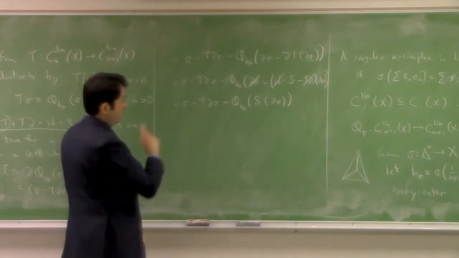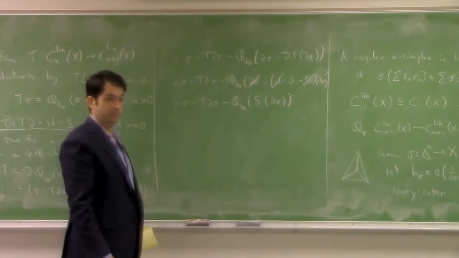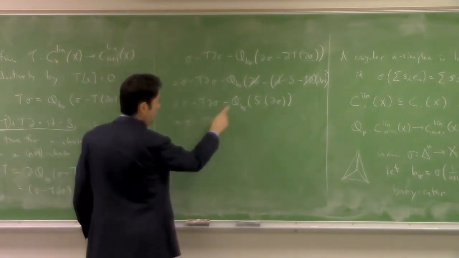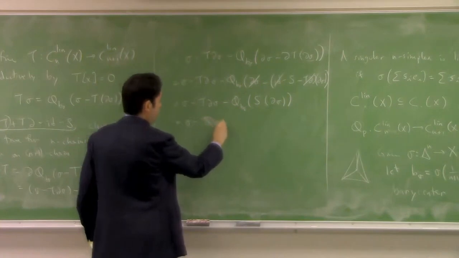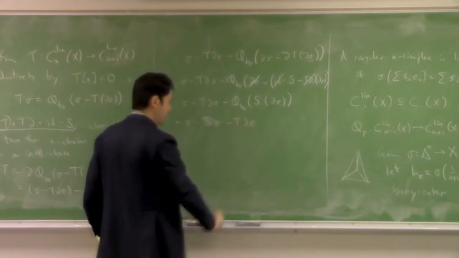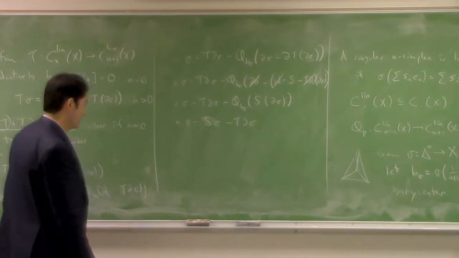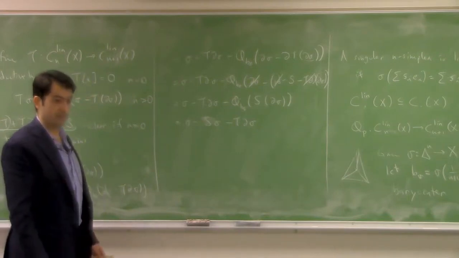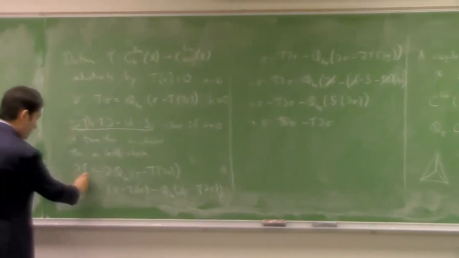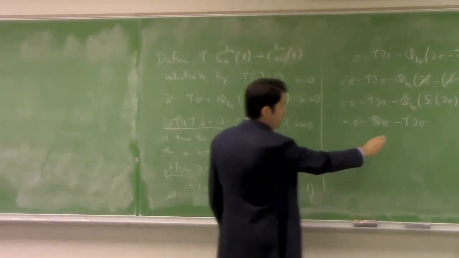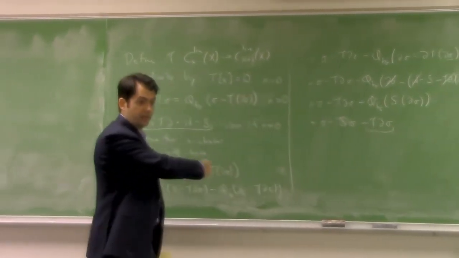But of course, that is our inductive definition of S. So this is sigma minus T, well, let's write it like this, minus S of sigma minus T boundary sigma. And so that's equal to T boundary sigma. So if you move this term over to the left, that's exactly what we wanted.